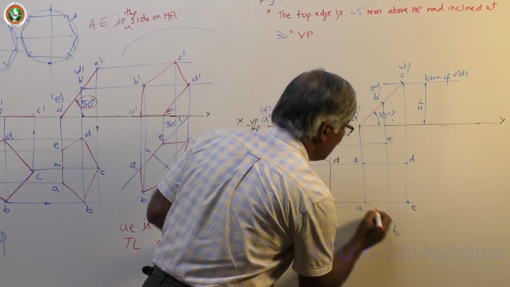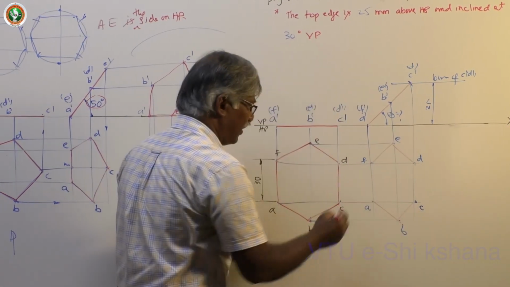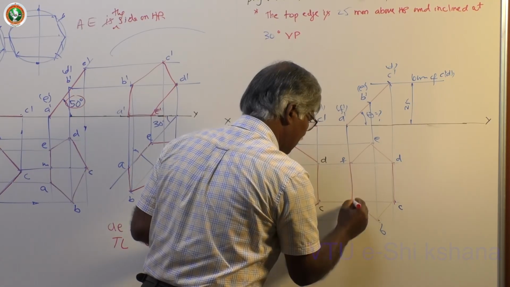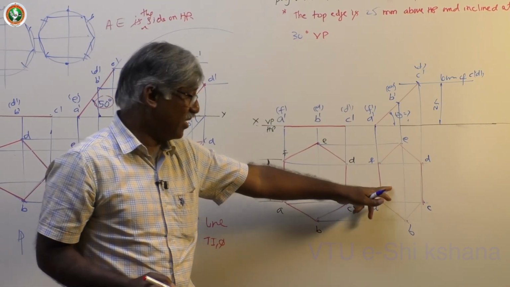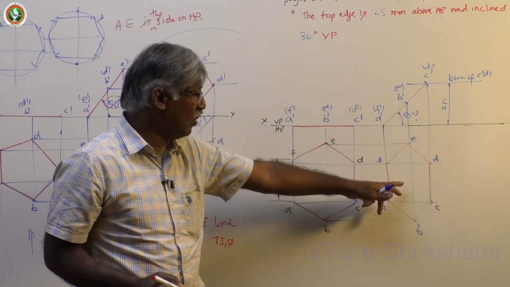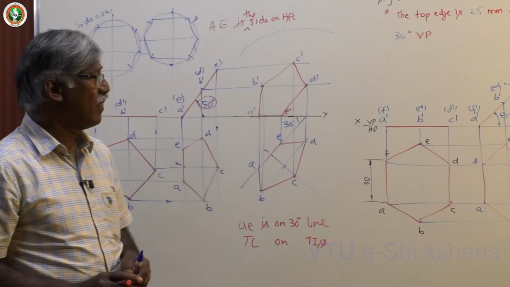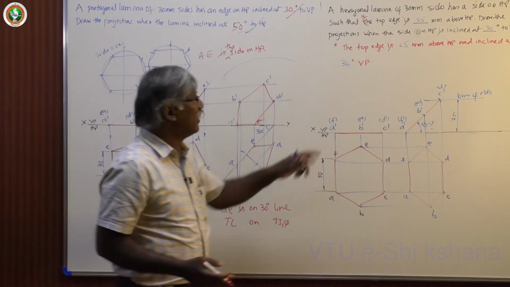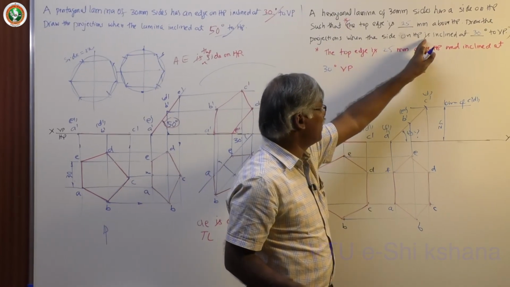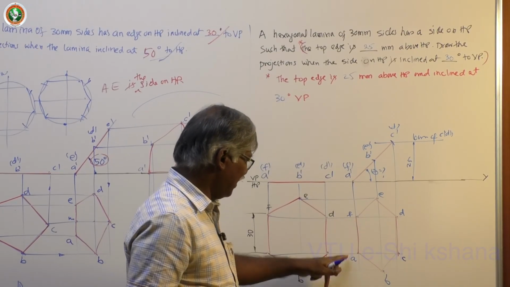Now A to B, E to D, then C to B, E to F, then join this. That's all. This is the final second figure, top view, when it is inclined to HP, or its top edge is 25 mm above HP. Instead of inclination, I have given the top edge. Next, we have to take this, the side on HP is inclined at 30 degrees to VP, this one EAF.